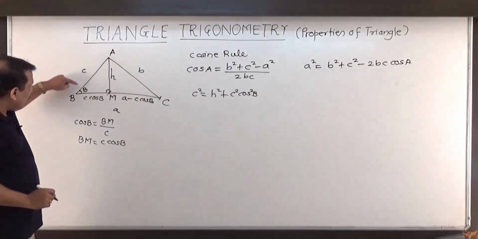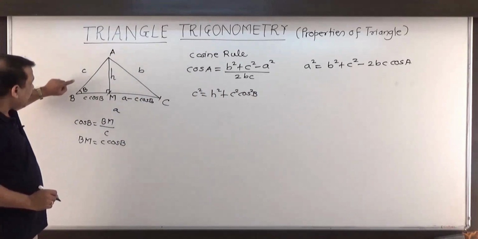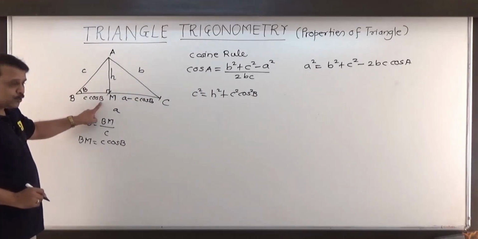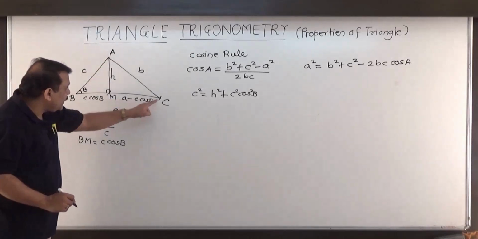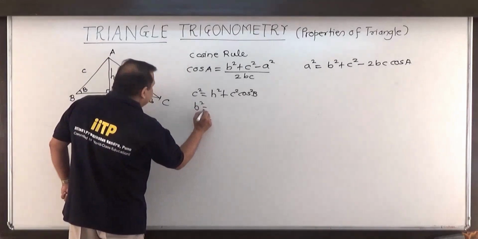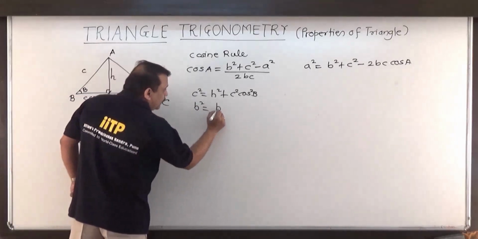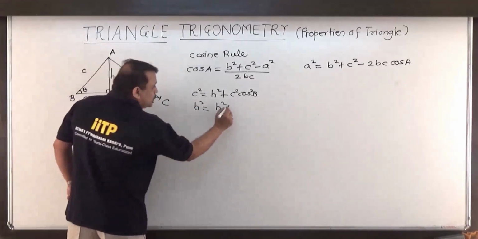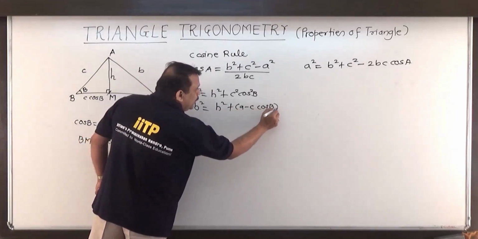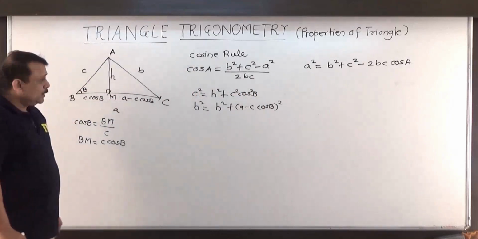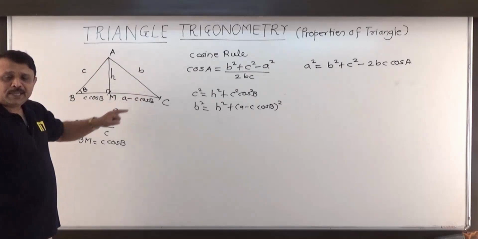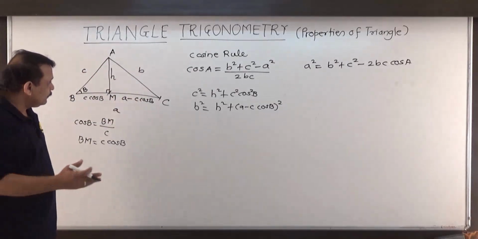So this is in triangle ABM. What I have? c² = h² + c² cos² B. Similarly, in this right angle triangle AMC, b² = h² + (a − c cos B)². So in this right angle triangle, Pythagoras theorem is applied once again.